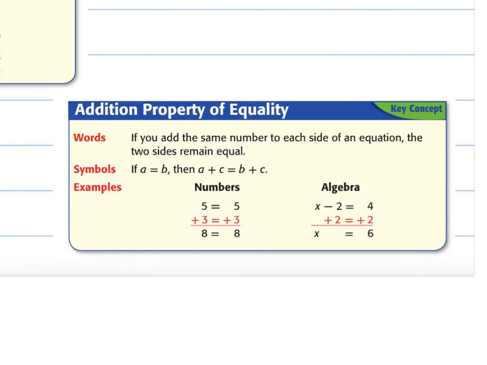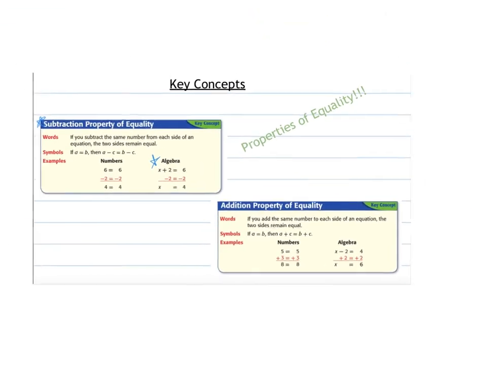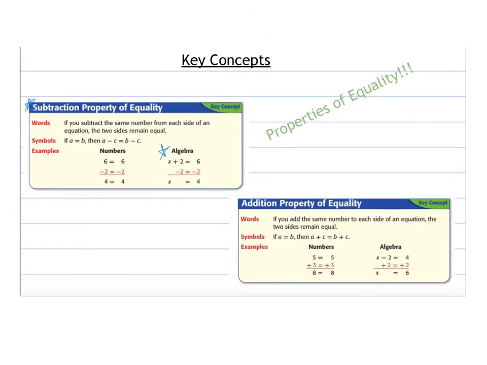Also have the addition property of equality. This tells us that if you add the same number to each side of an equation, the two sides remain equal. So if A equals B, then we could take A plus C and B plus C, and we would still have the same. It shows us here with the numbers, if we add 3 to both sides, the two sides are still equal, and that can apply to our algebra solving equations. If we have x minus 2 equals 4, we add 2 to both sides, our equation is still the same. So those properties of equality are very important as we are going through and solving. So make sure you have that written down.